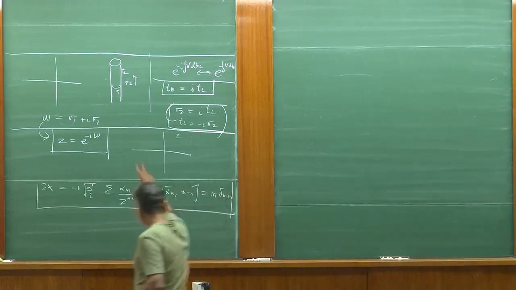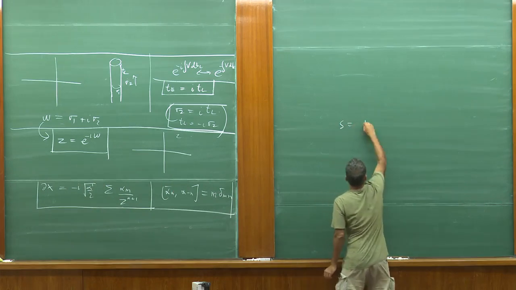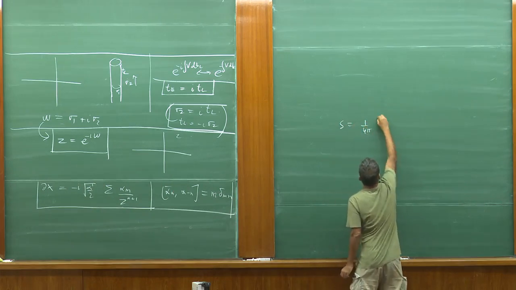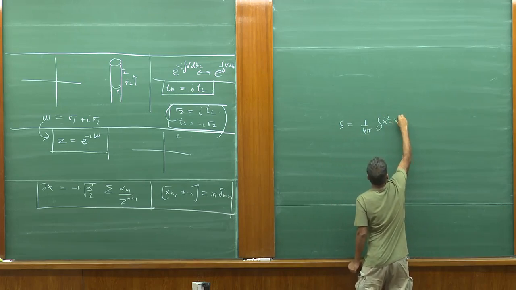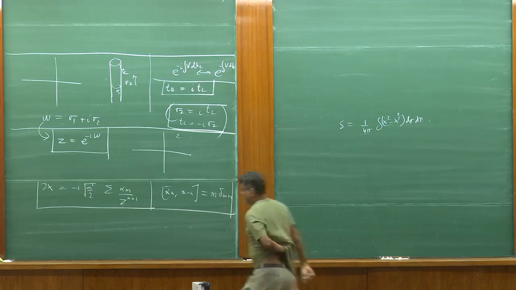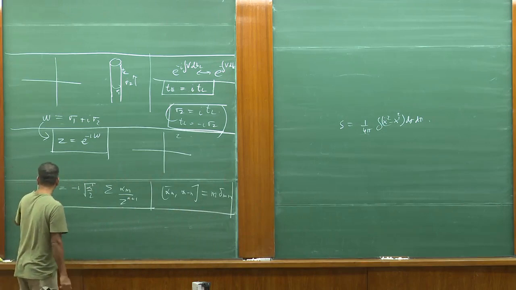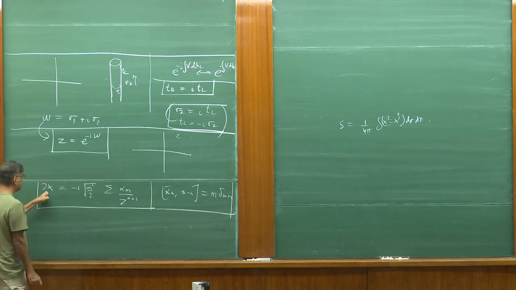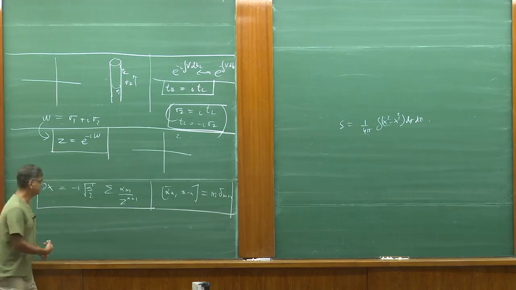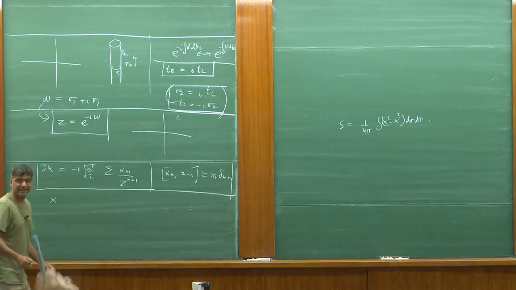Let's keep all this stuff on the board and move to the next board. Our action was S equal to 1 over 4 pi, integral of x dot squared minus x prime squared, d sigma d tau. Now the first thing I'm going to do is take this expansion and unintegrate it. What does it say about x?